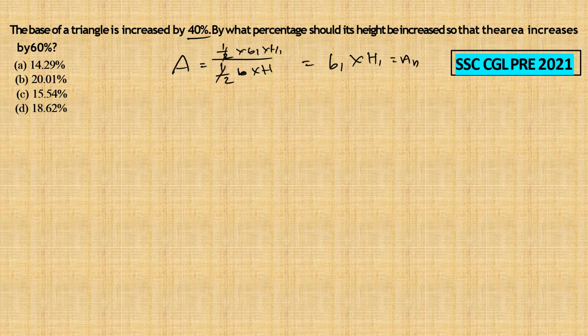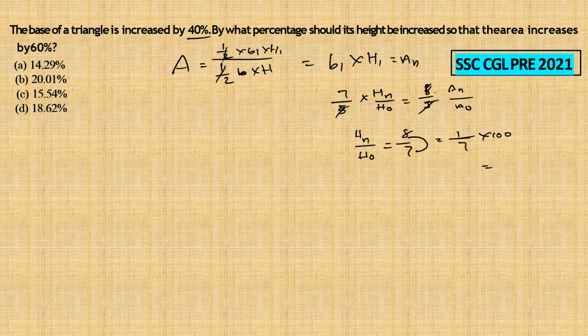Base of the triangle is increased by 40%. Before it was 100%, now it is increased by 40%, that is 7 by 5. And we need to find the height percentage increase. Let the new height be hn and the old height be ho. And the area is increased by 60%. Before it was 100%, now it is increased by 60%, that means 8 by 5, which is area new divided by area old. 5 gets cancelled. Height new by height old is 8 by 7. There is an increase of 1 upon 7, which gives 14 2 by 7 or 14.28%. That is option number A.